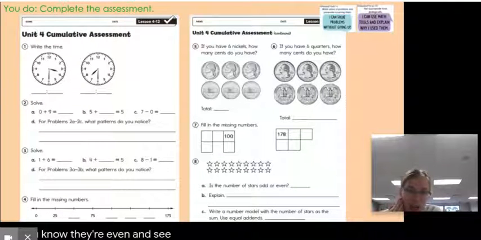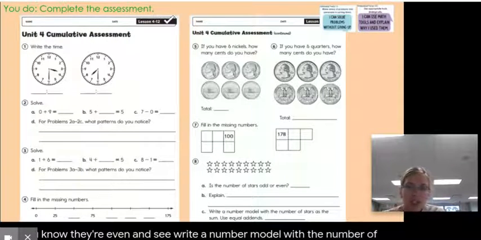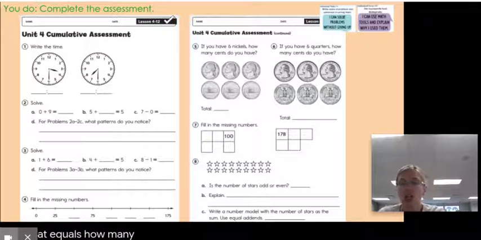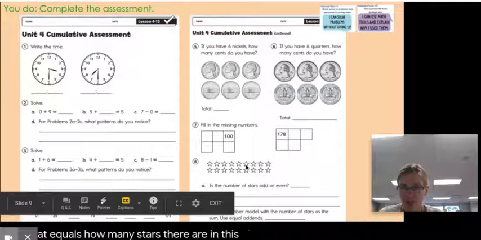And C, write a number model with the number of stars as the sum. Use equal addends, which means doubles fact. Write a doubles fact that equals how many stars there are in this picture.